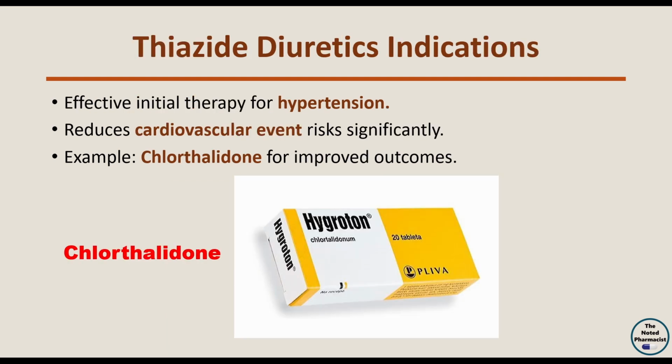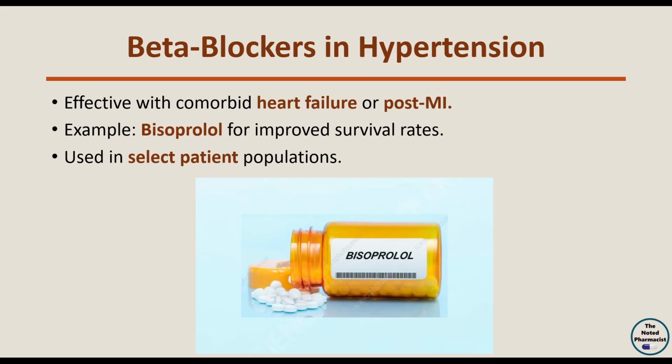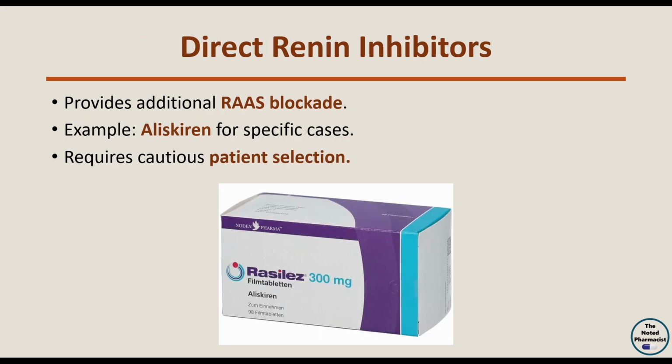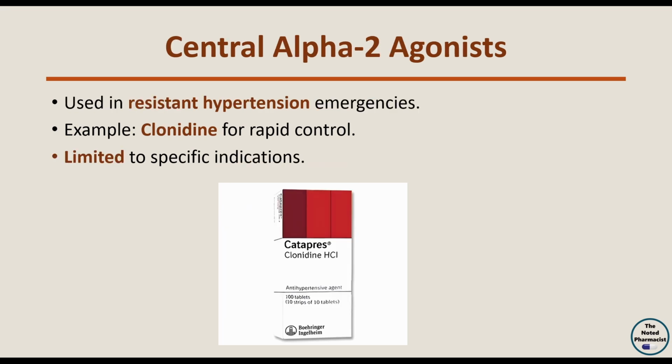Thiazide diuretics, like chlorthalidone, are often used as initial therapy for uncomplicated hypertension due to their proven efficacy in reducing cardiovascular events. Beta blockers, such as bisoprolol, are indicated in hypertension with comorbid conditions like heart failure or post-myocardial infarction. Alpha blockers, such as doxazosin, are reserved for resistant hypertension or patients with concomitant benign prostatic hyperplasia. Direct renin inhibitors, like aliskiren, are an alternative for patients who require additional RAS blockade. Central alpha-2 agonists, such as clonidine, are used for resistant hypertension or hypertensive emergencies.